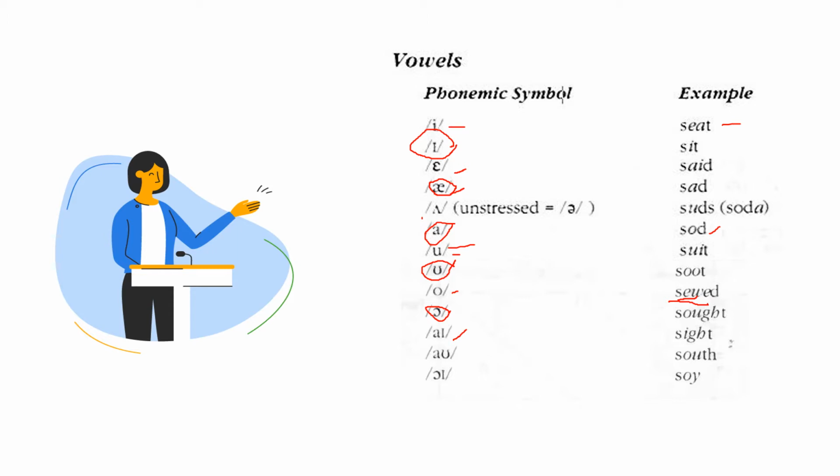This one is A and I. It sounds like side, bite. This is A and another symbol. It sounds like ow, south, bow. And the last symbol sounds like oi, soy, boy. Right? So these are just a recap from the phonemic symbols discussed.